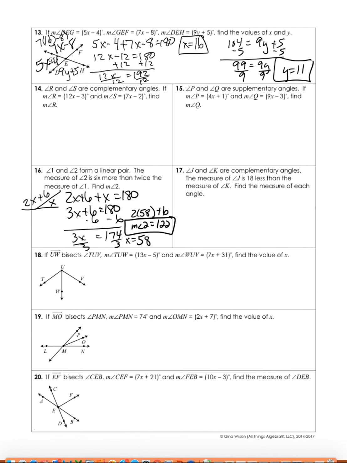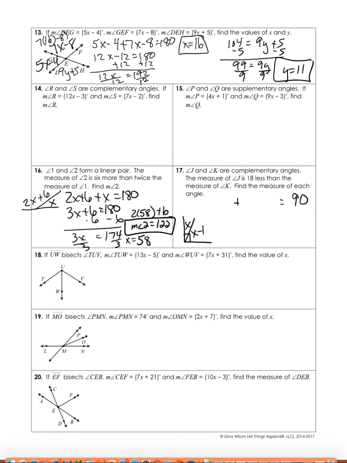Okay, number 17. Here we have complementary angles. That means we're going to add two things up and equal it to 90. Okay, I'm going to also draw this picture. Right angles. Okay, it says J is 18 less than K. Okay, so K has to be your smaller thing. So it's the X. It's comparing to the K, so K is the X. And then 18 less than that means X minus 18.